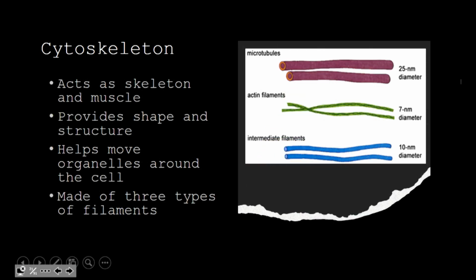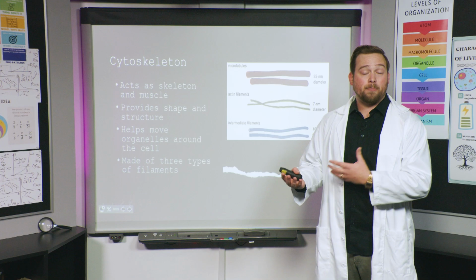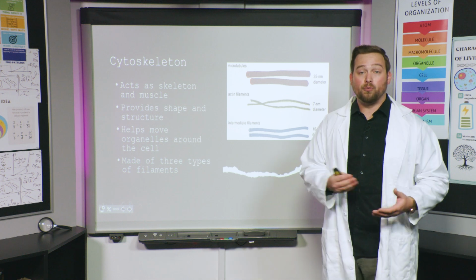Okay, talking about the cytoskeleton in a little more detail, the cytoskeleton acts like the skeleton and muscle of the cell. It's going to provide the shape and structure of the cell, so whatever the cell looks like, it looks like that because of the cytoskeleton that is there. It also helps move the organelles around, and it's made up of a few different types of filaments. It can be made up of microtubules or actin filaments, as well as intermediate filaments. Okay, so this skeleton gives the cell its shape and its structure, and it helps it move around a little bit.